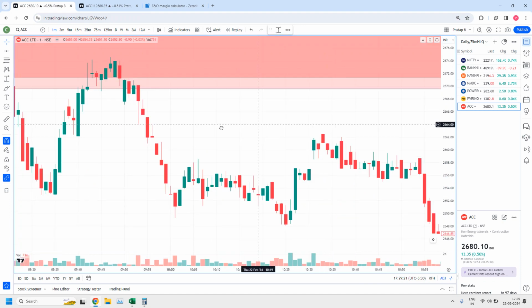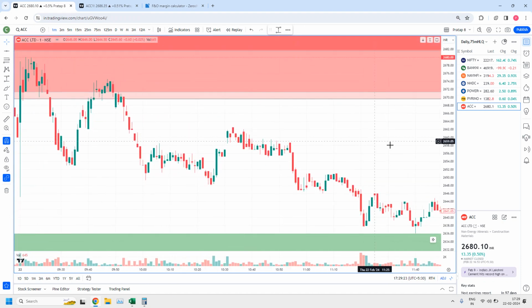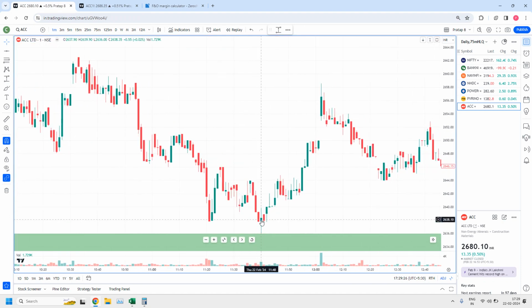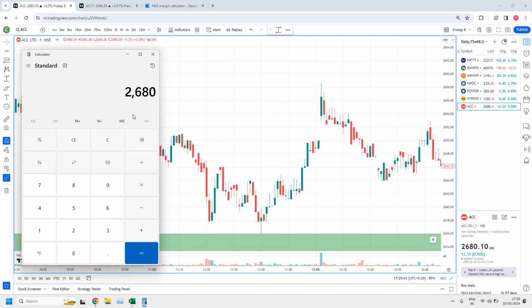Okay, finally it reached the target. Here it reached the target at the 11:40 candle. What is the target price? The round value I am adding is 2636, minus 2636. 2680 minus 2636. Now let us check even in futures.